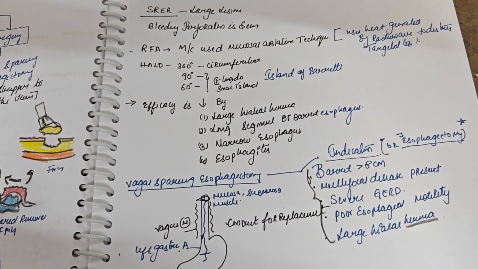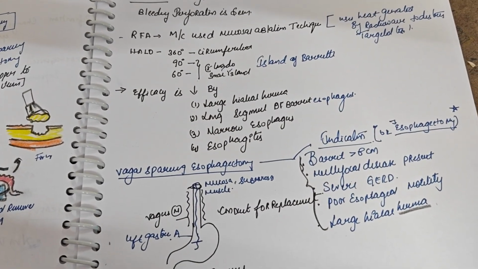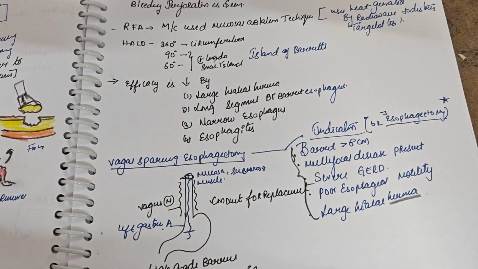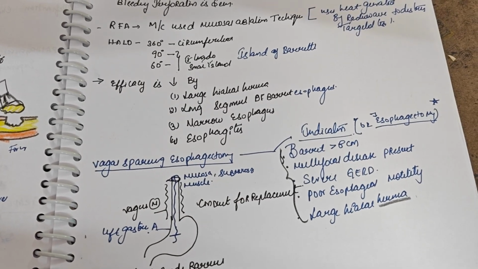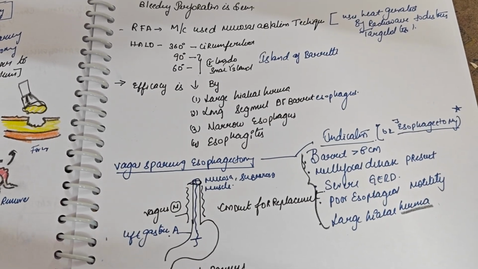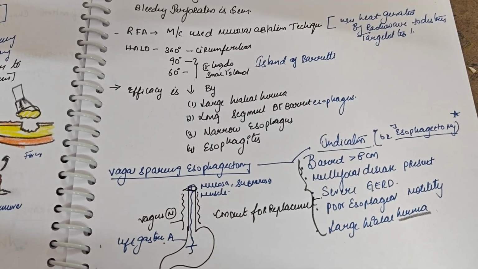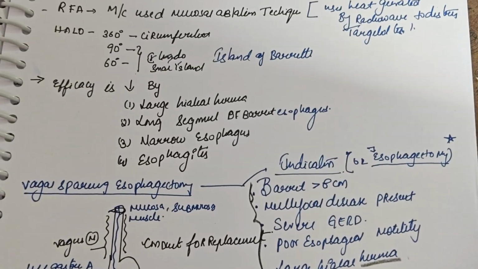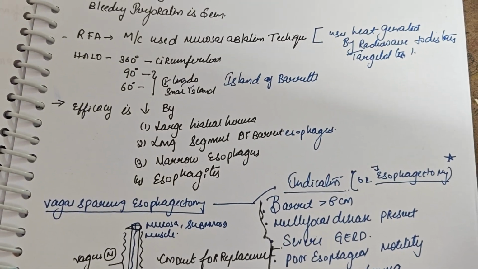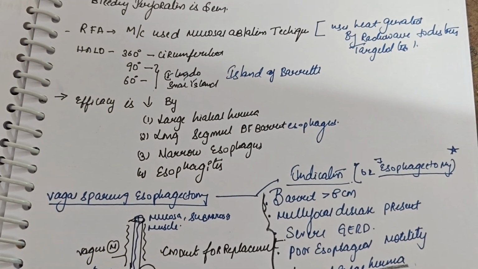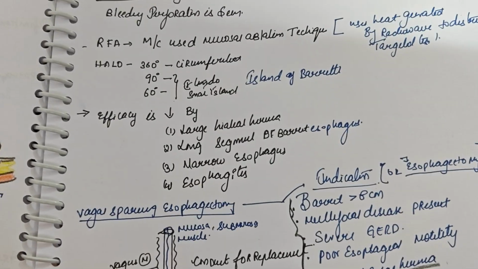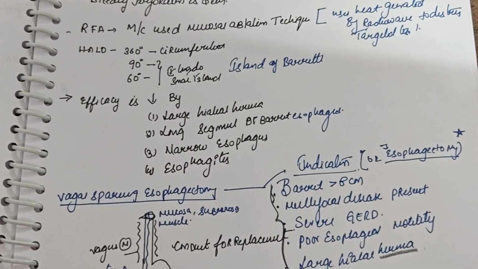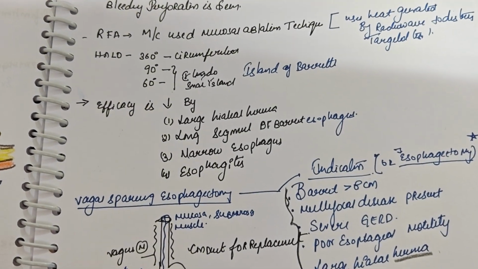What happens in this ablation is, we have something known as radiofrequency ablation, the most common mucosal ablation technique. What do you mean by ablation? Here, they use the heat generated by radio waves, and they target the tissues and destroy the tissue.